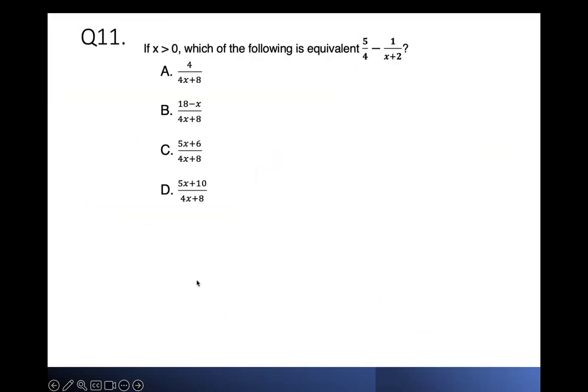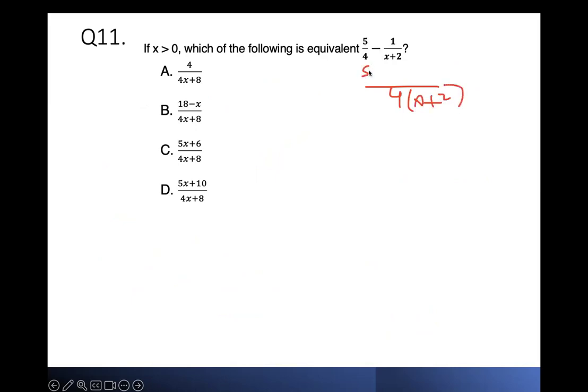If x is greater than 0, that means it cannot be 0. Which of the following is true so that the statement can be true? So what do you need to do? Same simplification, rational information, clear the denominator away from it.